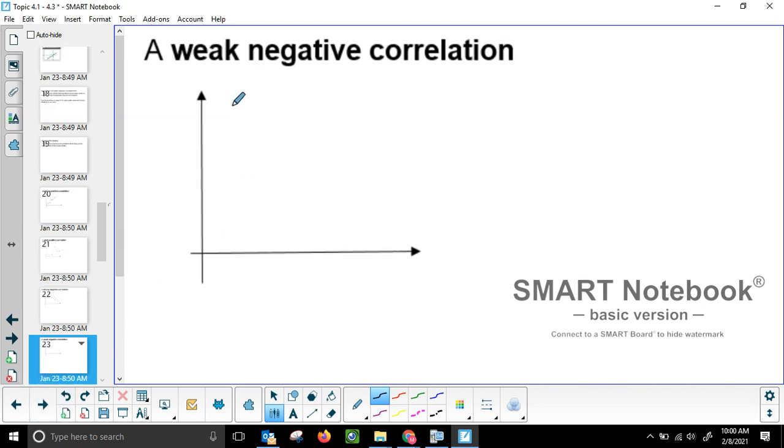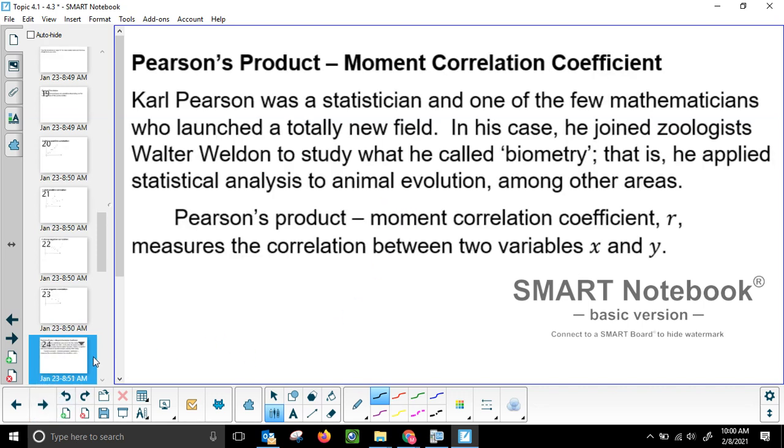Of course, a weak negative correlation, again, the dots are just a lot more spread out, but still, as my x variable gets larger, in general, my y value gets a little bit smaller.